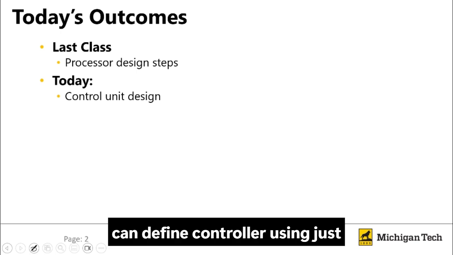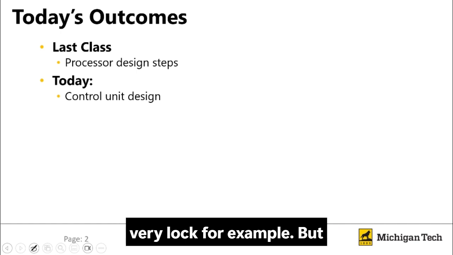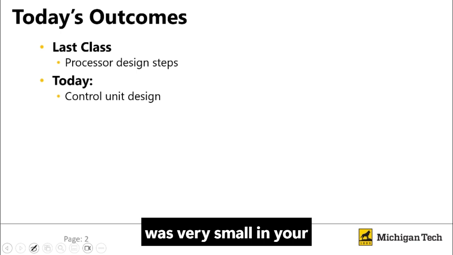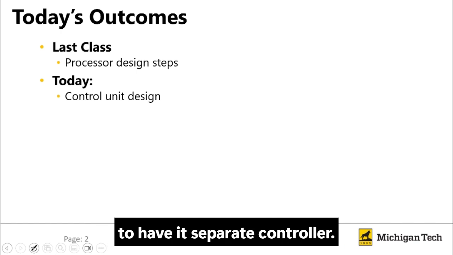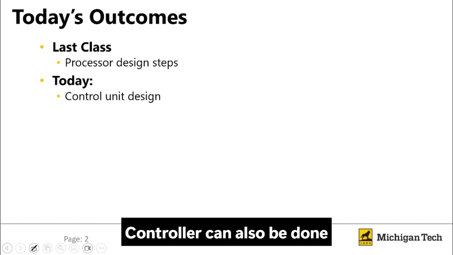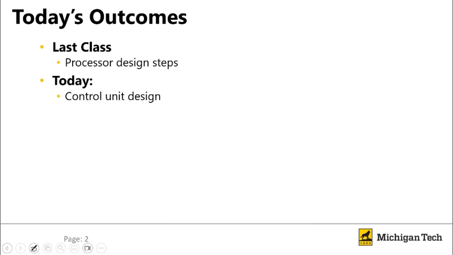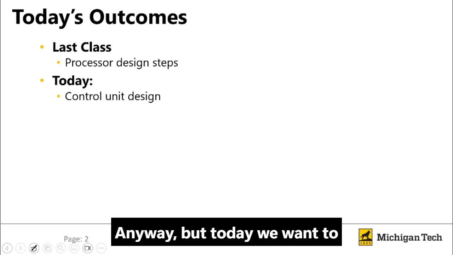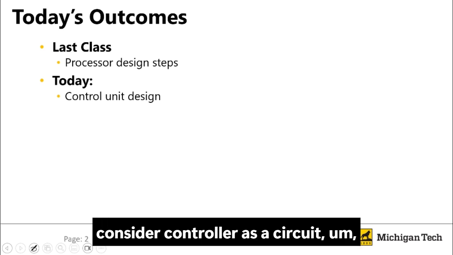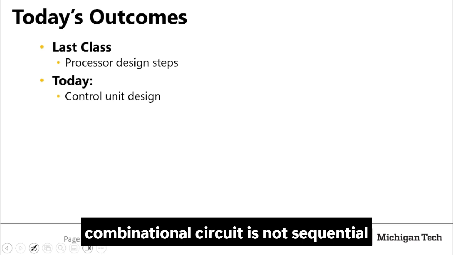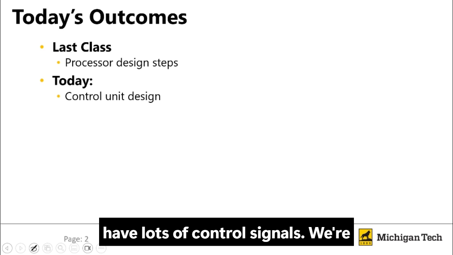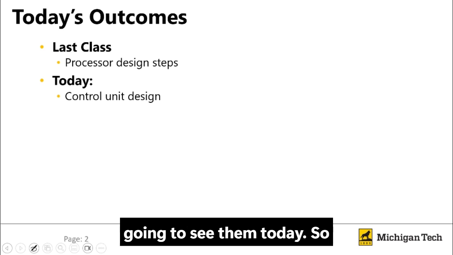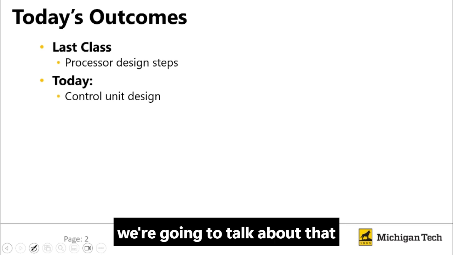You can define a controller using just Verilog, for example. But in that example, because it was very small in your project, probably you don't need to have a separate controller. Controller can also be done inside the processor. Anyway, today we want to consider the controller as a combinational circuit, not sequential, that creates these control signals. We have lots of control signals. We're going to see them today.